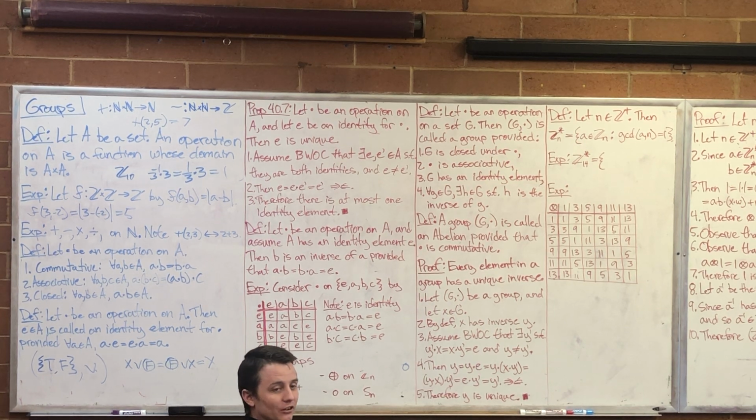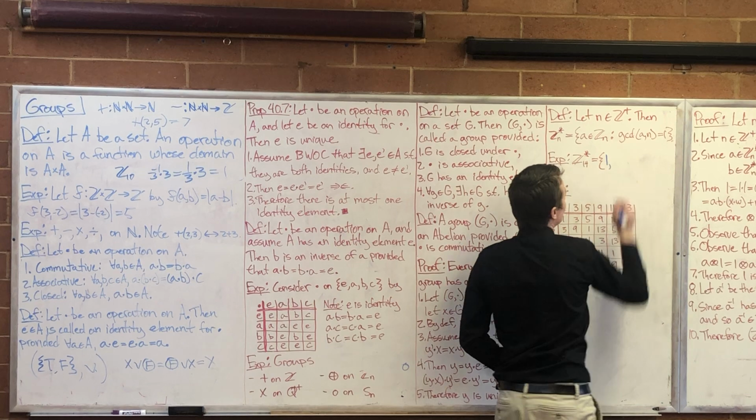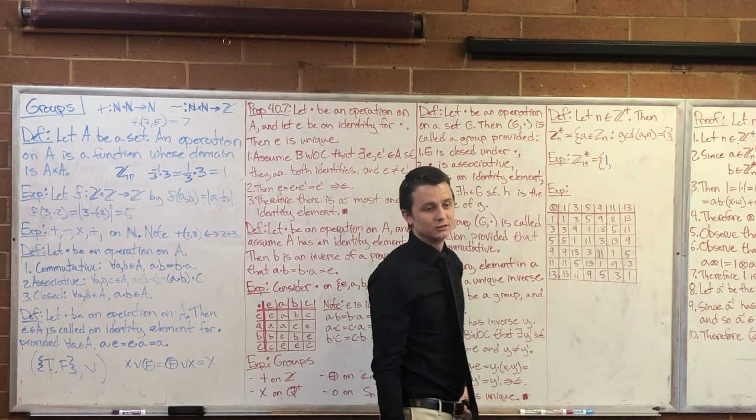So every positive integer is a divisor of 0. So 0 is not in there. Let's look at 1. What's the GCD of 14 and 1? 1. So that one is in there. Okay, so we got a 1. Wonderful. Is 2 in there?